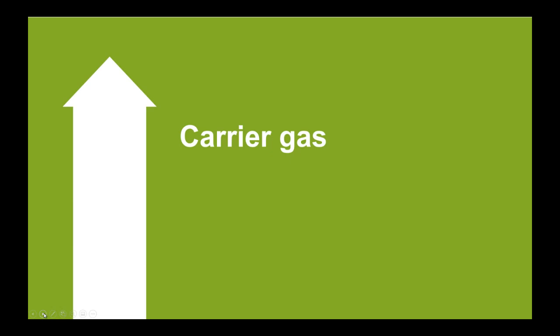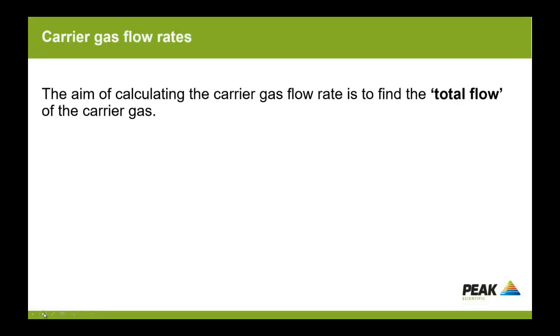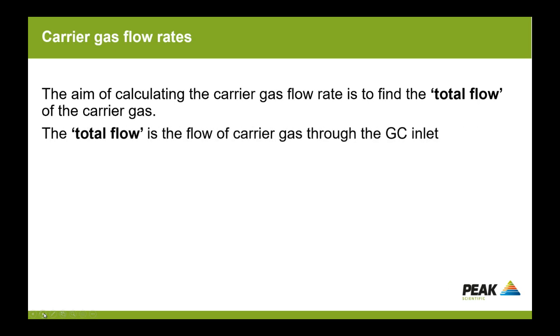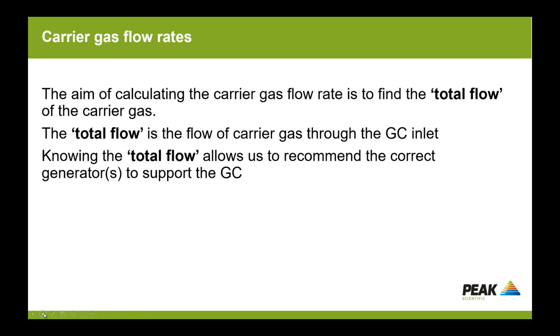Okay, and now if we move on to carrier gas, then we would go through a similar exercise if you are looking to calculate the amount of gas required for carrier gas, as well as for your detectors. And to find the carrier gas flow rate, we would look at the total flow of carrier gas. The total flow is the total amount of gas flowing through the GC inlet. And this allows us to calculate the correct generator configuration to support a GC or a number of GCs within the same laboratory, and is a shortcut to calculating using split flows and the other information indicated in the acquisition data.